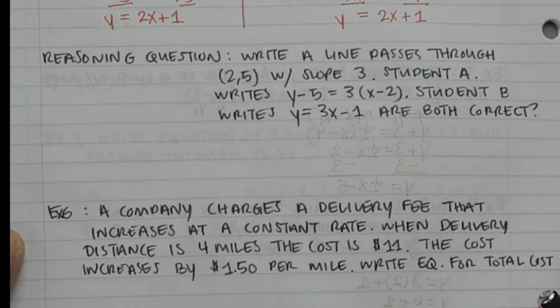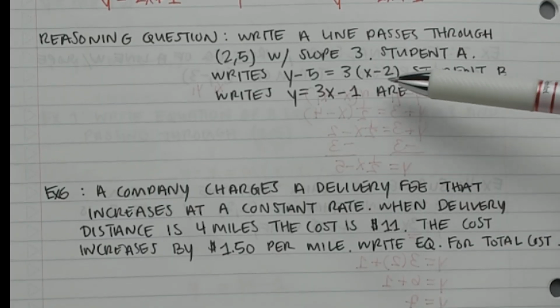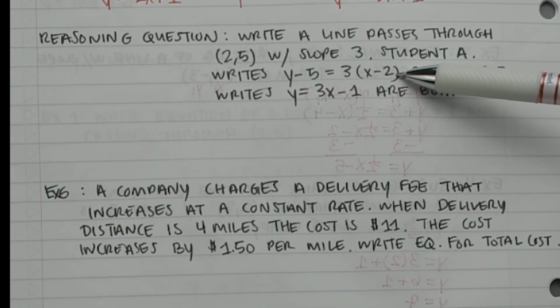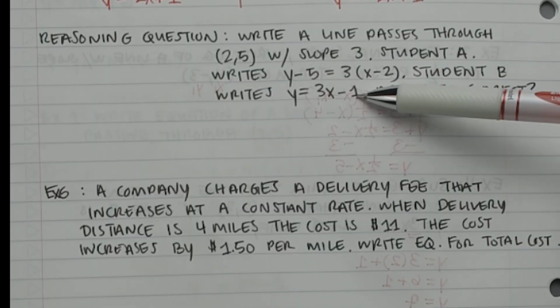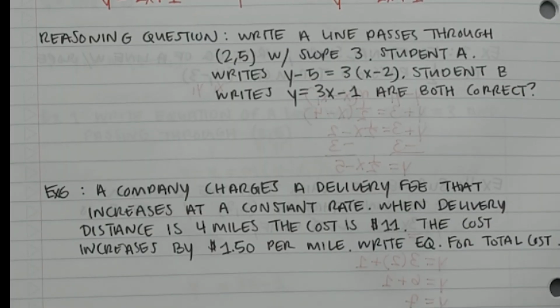The reasoning question today is: write a line that passes through (2, 5) with a slope of 3. Student A writes y minus 5 equals 3 parentheses x minus 2. Student B writes y equals 3x minus 1. Are they both correct? The answer is yes. Student A uses point slope form here. Student B simply simplified into slope intercept form, and they're both correct.